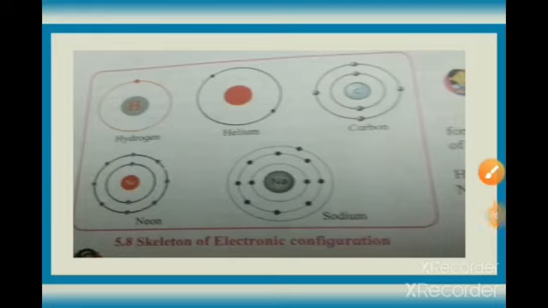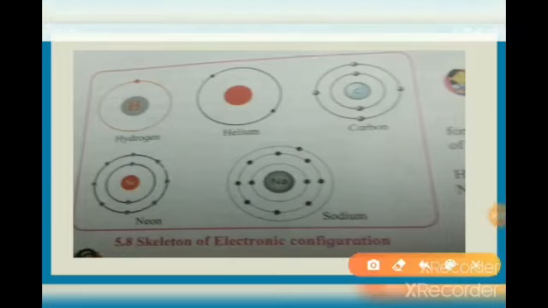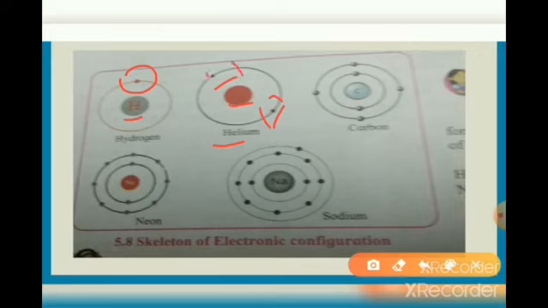Now we'll see the skeleton of electronic configuration with a diagram. Here is hydrogen: in the K shell you will see only 1 electron. Now in helium, here is the nucleus, and in the K shell you will see 2 electrons. In carbon, in the K shell you will see these 2 electrons, and in the L shell you will see 4 electrons.